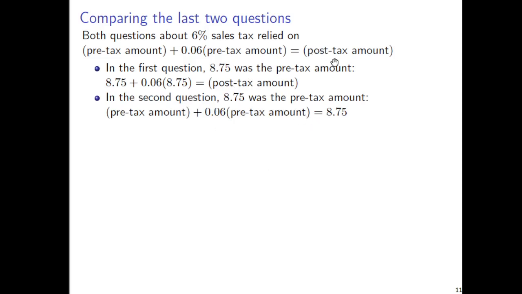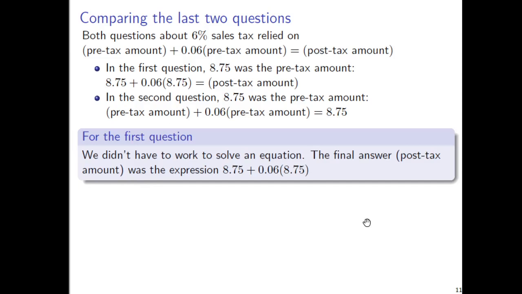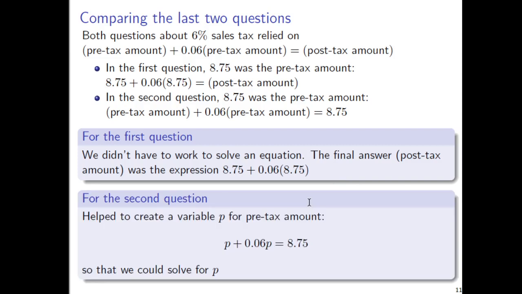So we plugged it in after the equal sign, and before the equal sign, pre-tax amount appears in two places, so it was just helpful to create a variable. In the first question, we didn't really have to solve an equation. The thing that we needed was already isolated by itself, written once on the right side of the equation, so the final answer was just the expression that's on the left side. For the second question, this pre-tax amount appears in two places, and that's the thing we needed to eventually get numerically a number for, so it was super helpful to create a variable for that.